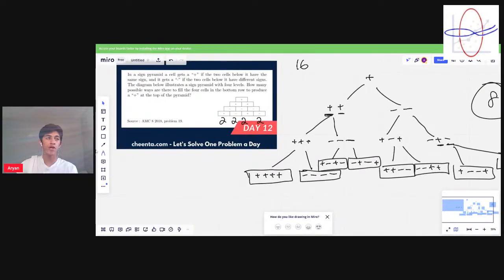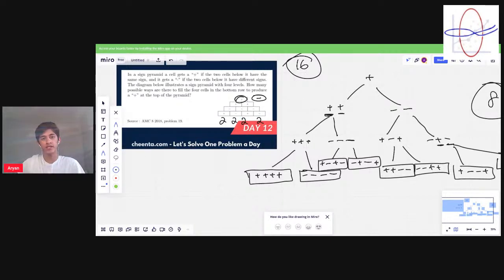So another way that you can do this is notice that a plus for our top cell would be symmetric to the top cell being a minus, right? And we already found 16 is a total number of arrangements, right? 2 times 2 times 2 times 2. So if you're short on time and you need to make like a quick guess, it is pretty reasonable to assume that half of your possibilities will end in a plus, while half of them end in a minus, right? So you just take half of 16 and you get 8.